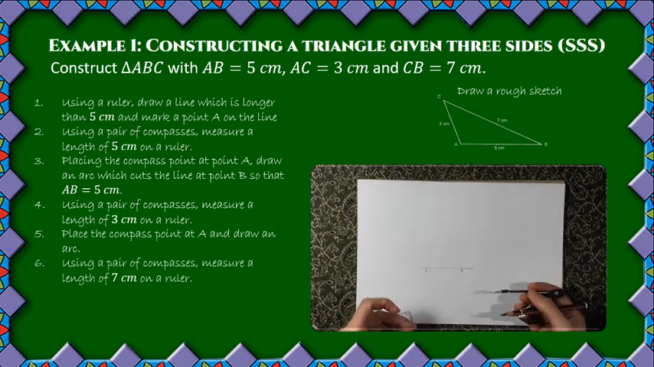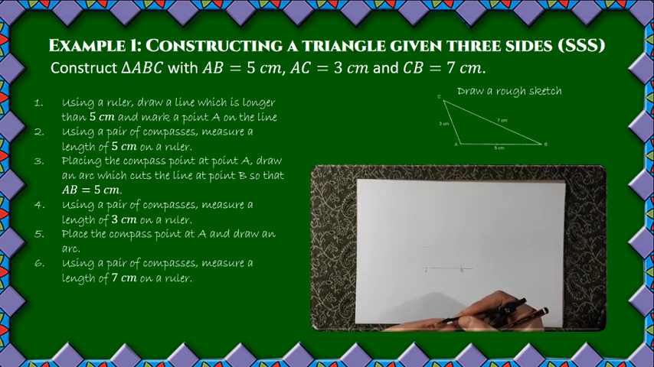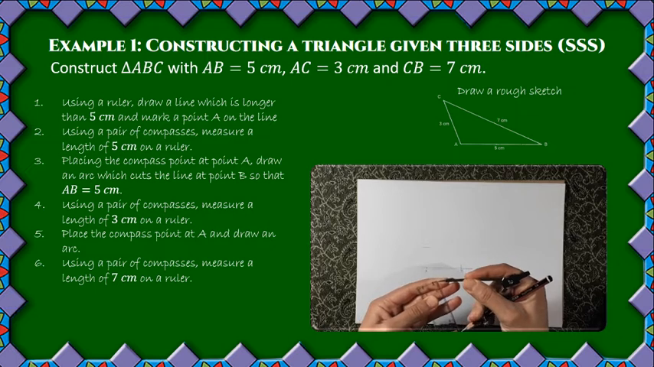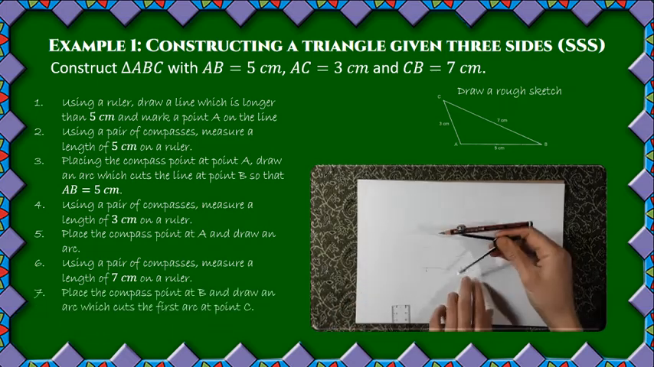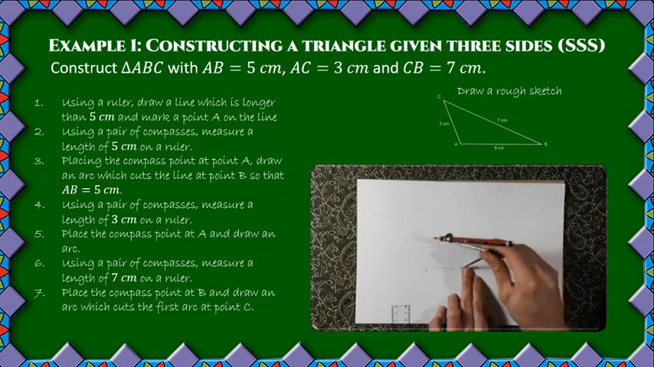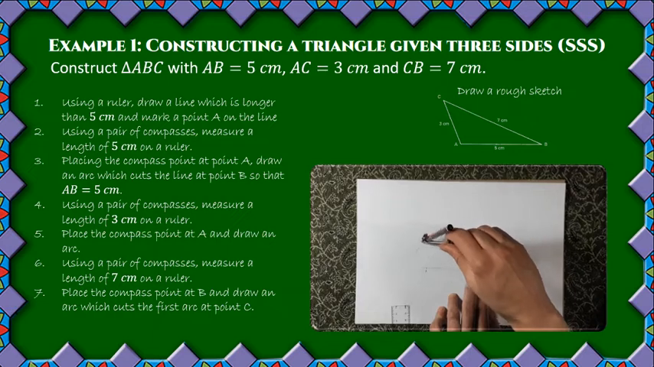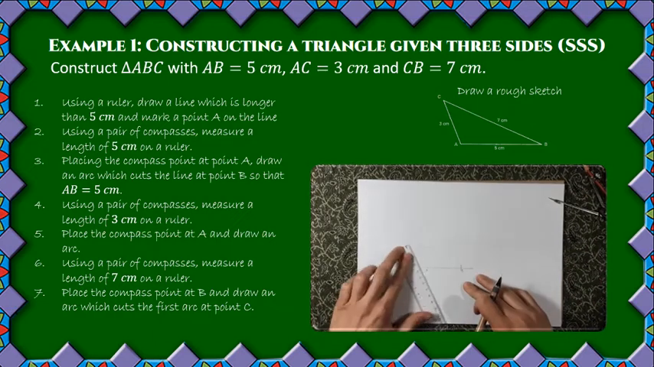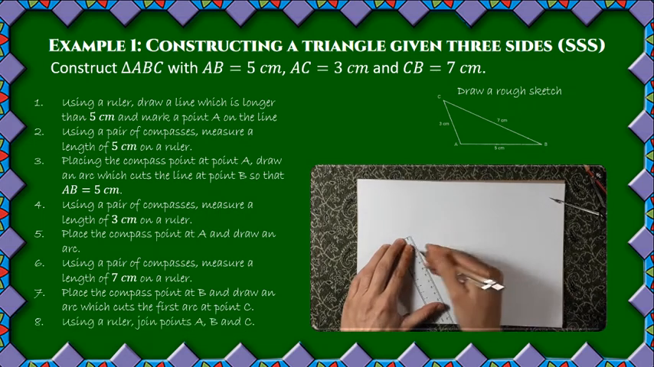Now, using a pair of compasses, measure a length of 7 centimeters on a ruler. Then place the compass point at B and draw an arc which cuts the first arc at point C. Then, using a ruler, join points A, B, and C.